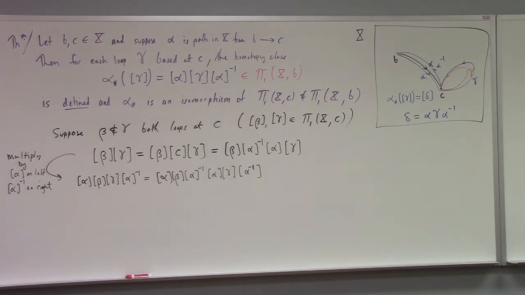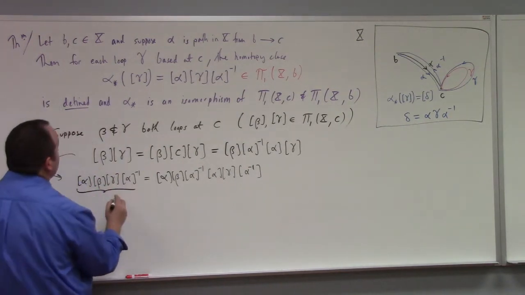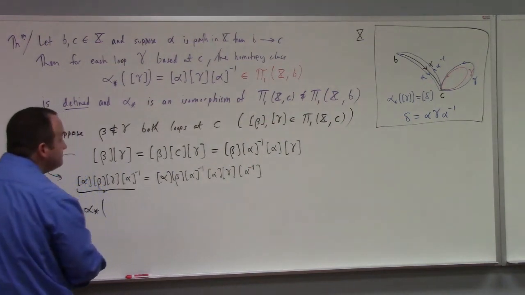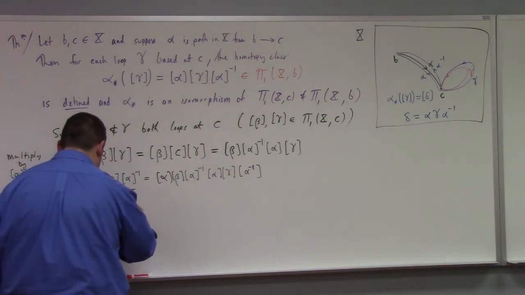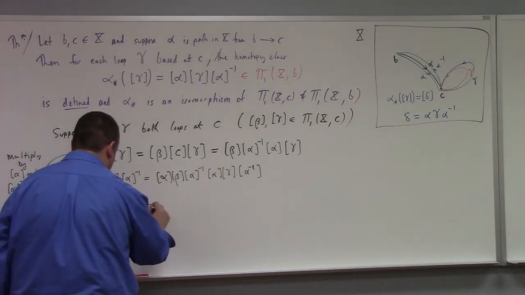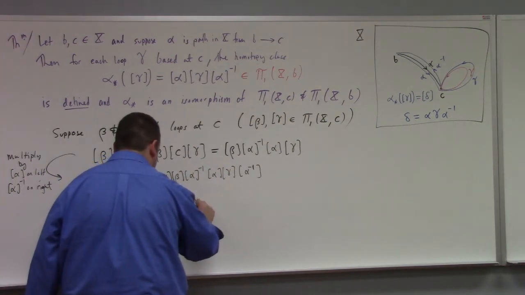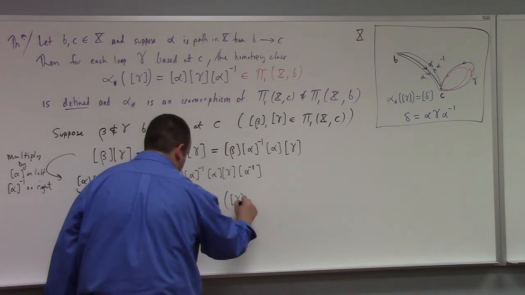But more importantly, the reason that King told me to do that was that this is what? Alpha star of what? Beta gamma, right? Equals to what's this? Alpha star of beta joined with alpha star of gamma.